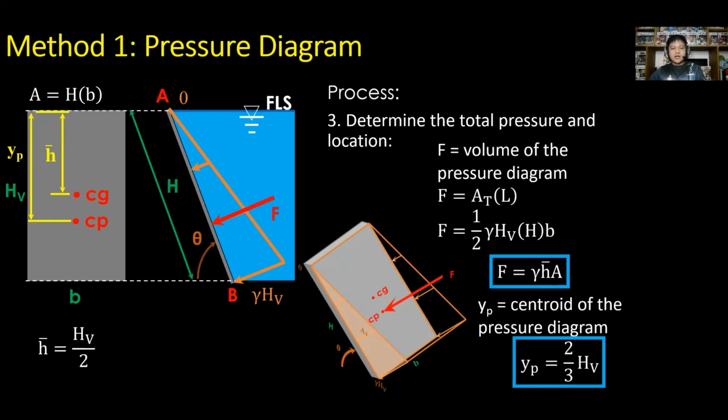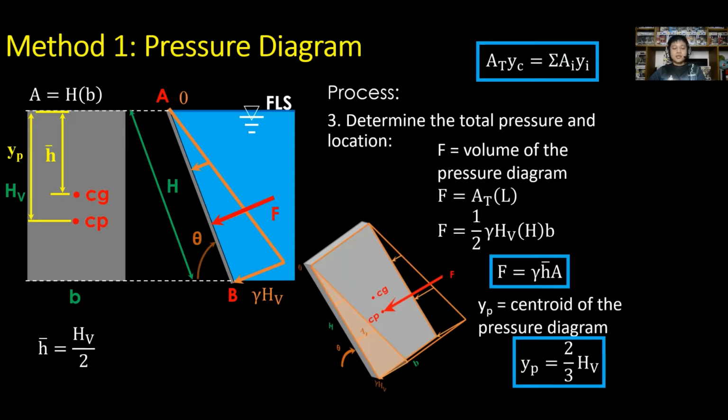And for pressure diagram that is not a triangular prism, consider the concept of the moment area method, or Varignon's theorem. That is, A sub T multiplied with Y sub C is equal to the sum of A sub I times Y sub I, the moment area of the individual shape. And this is with respect to a common reference line. And for the process, divide the diagram to triangular shapes.